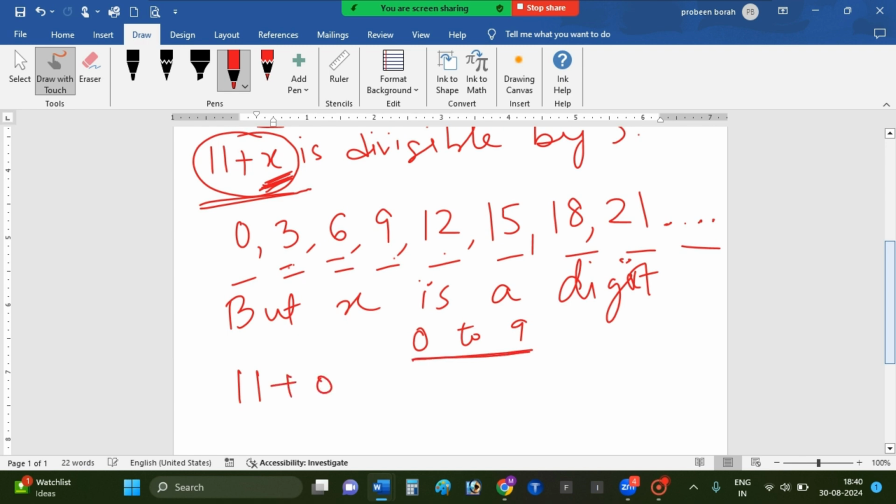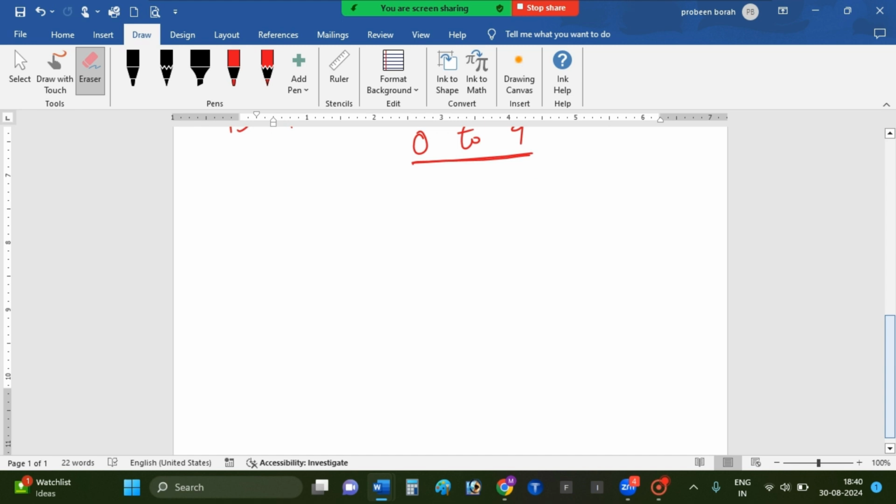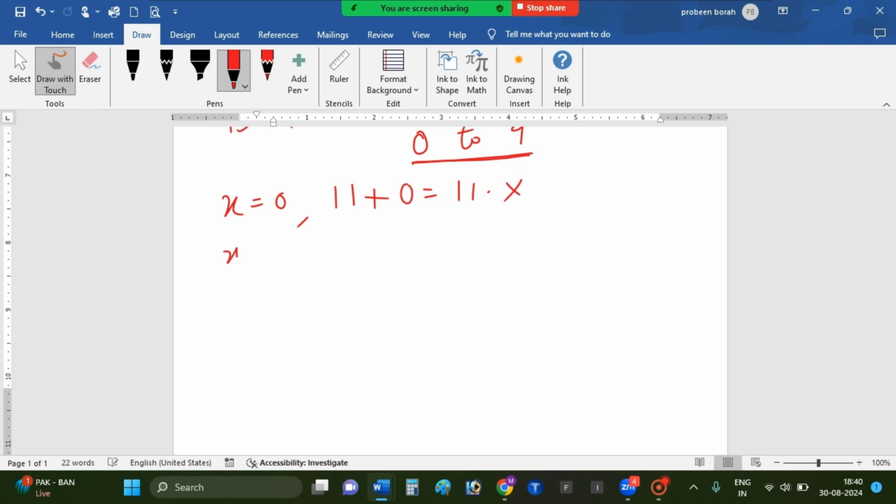With x equal to 0, it is 11 plus 0, which is 11. Is 11 divisible by 3? No. With x equal to 1, we are putting the values of x here, it will be 11 plus 1, which is 12. Is 12 divisible by 3? Yes. So x can be 1. When we take 2, it will be 11 plus 2 equal to 13. Is 13 divisible by 3? No.